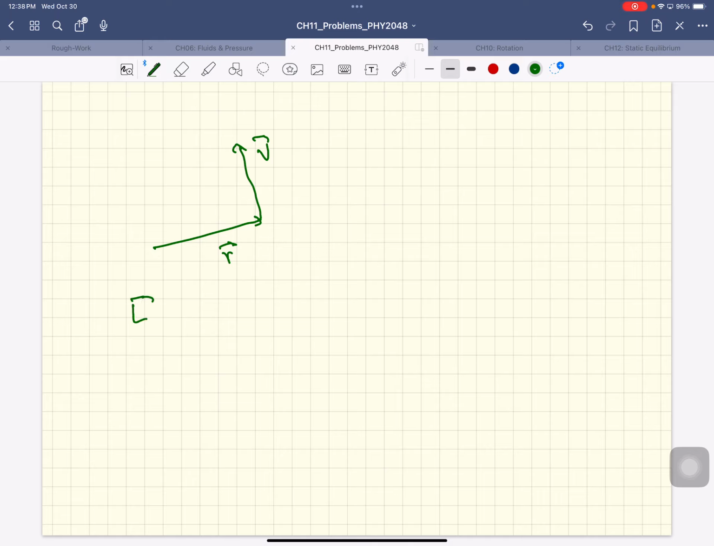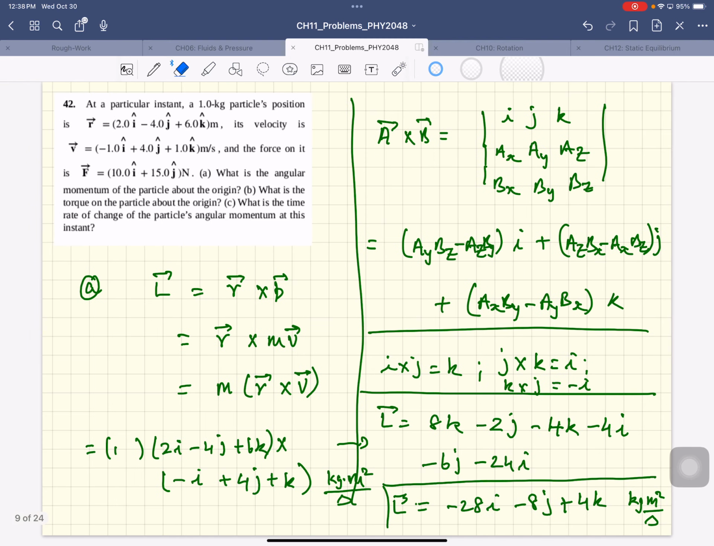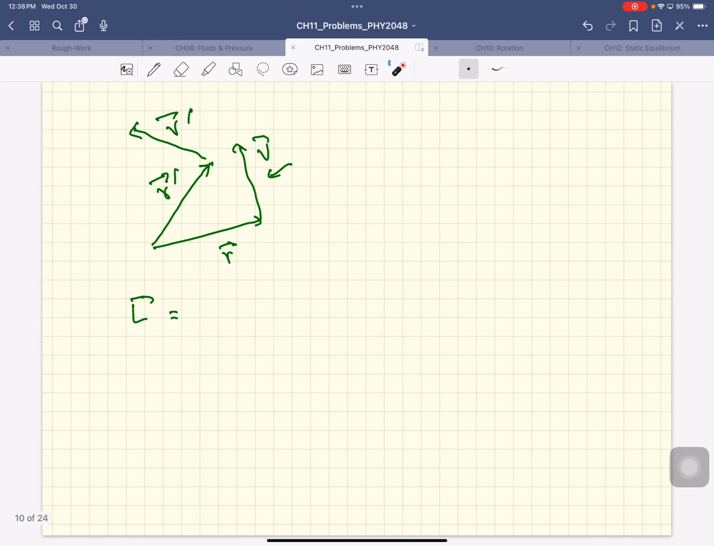A little while later, if the particle is accelerating and its velocity changes, there is the particle, and if its velocity is in that direction, then the angular momentum would be different. So we calculated the angular momentum at a given instant, and there's the value. I will calculate the torque in a second.